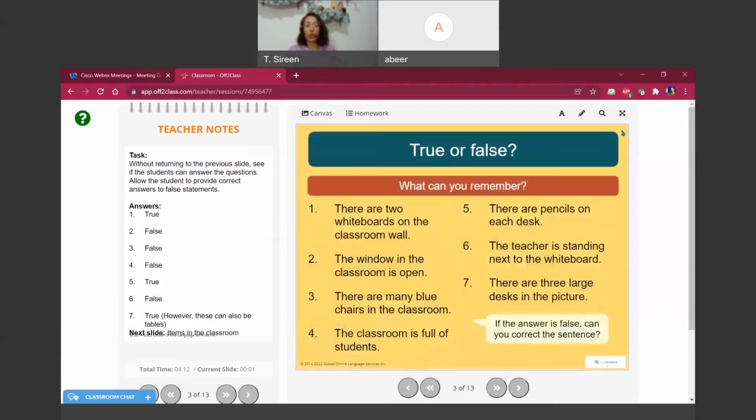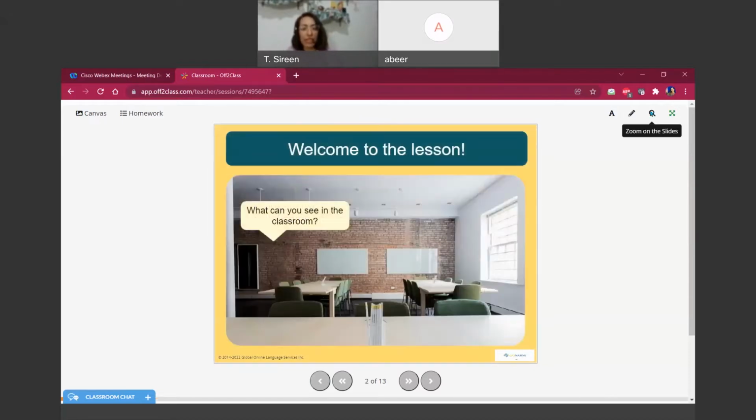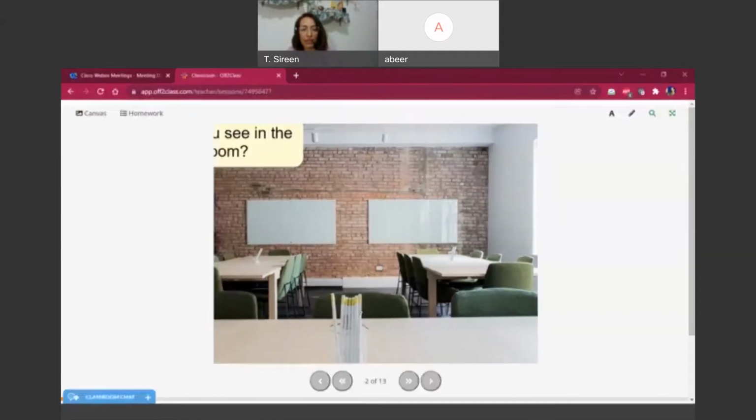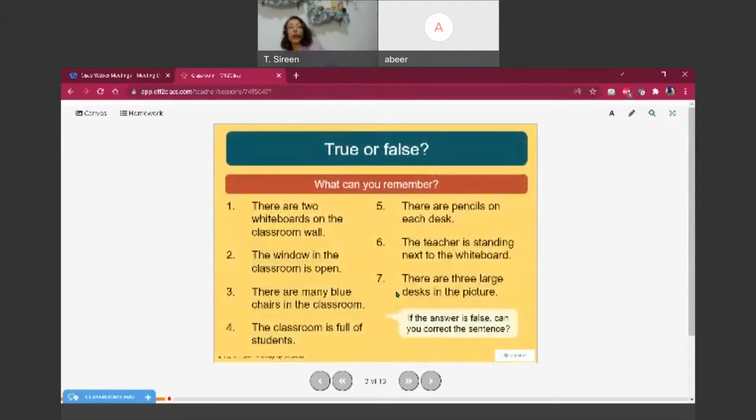طيب خلينا نبدأ الآن. So true or false? Now, what can you remember? شو بتتفكري مثلا على هدول الأشياء؟ If the answer is false, can you correct the sentence? So read the sentence and tell me, is it false or true? تمام؟ يلا. So can you read the first one? Yes, there are 2 whiteboards on the classroom wall. Is it true? خليكي شوفي أنت ركزي بهاي الصورة. تمام؟ طيب there are 2 whiteboards on the classroom wall.